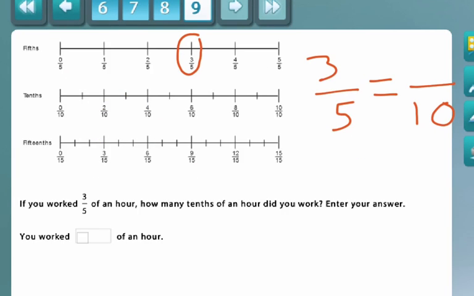Two ways to look at problem number 9. If you have 3/5 of an hour, what is the equivalent time in tenths? So you could either use a fraction bar model and quickly see that 3/5 is equivalent to 6/10, or you could use the double rainbow strategy. 5 times 2, what you do to the bottom, you do to the top. 3 times 2 is 6. So you can see that 6/10 is equivalent to 3/5 of an hour. And that's the end of lesson 1-2, equivalent fractions.